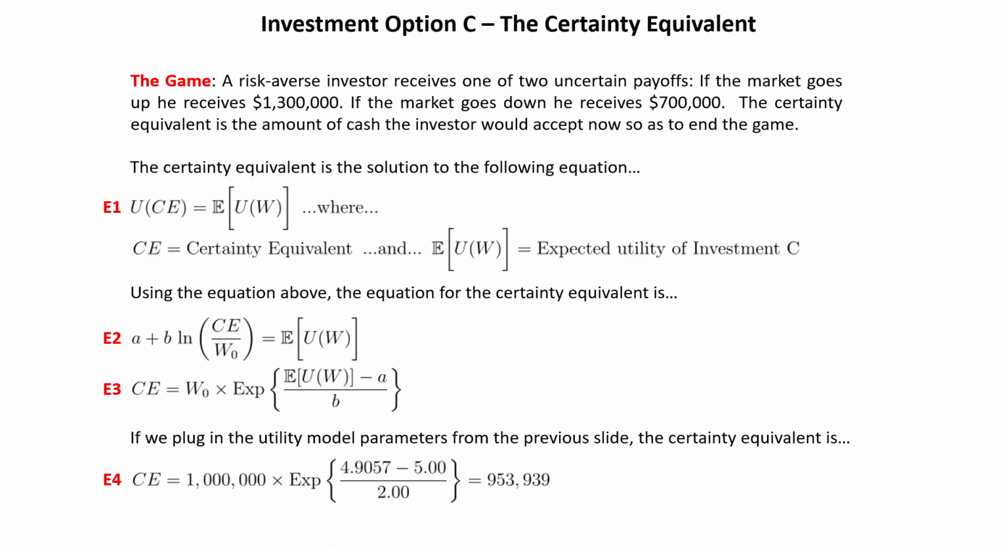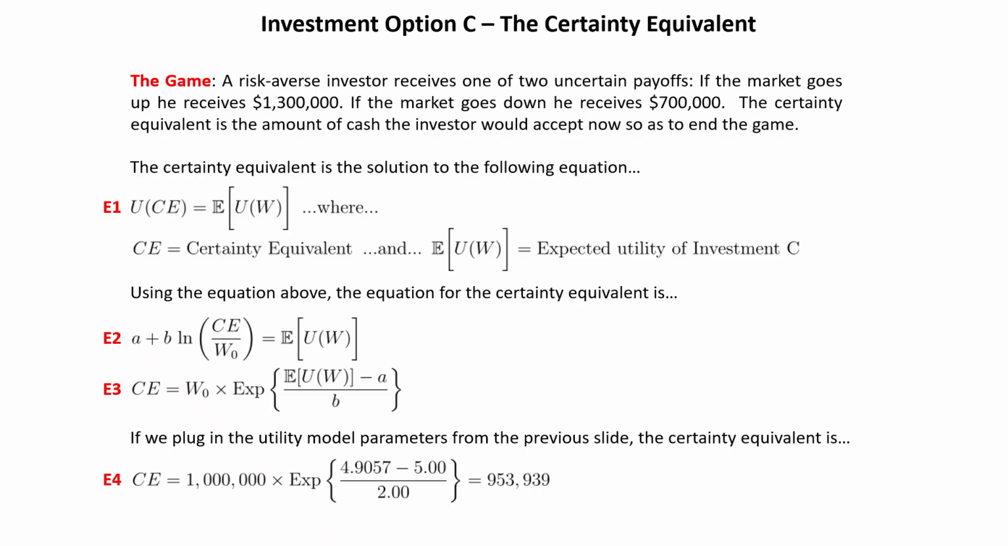So the certainty equivalent is the amount of cash that the investor would take now, so as to end the game. If we were doing Deal or No Deal, there would basically be two cases on the board, one with 1.3 million in it and one with 700,000 in it, but we don't know which is which. So we want to go through equation E1. What we want to do is calculate that certainty equivalent.